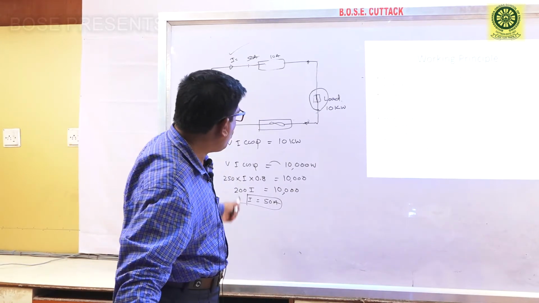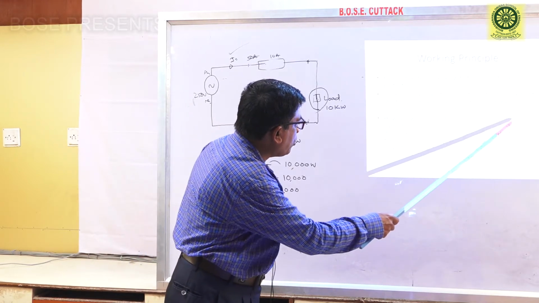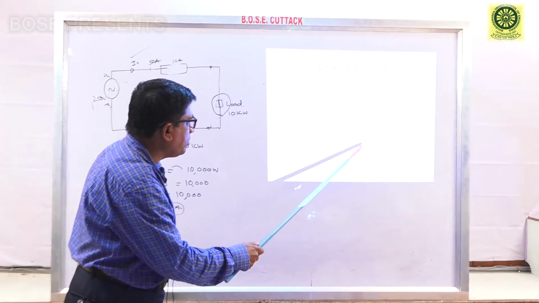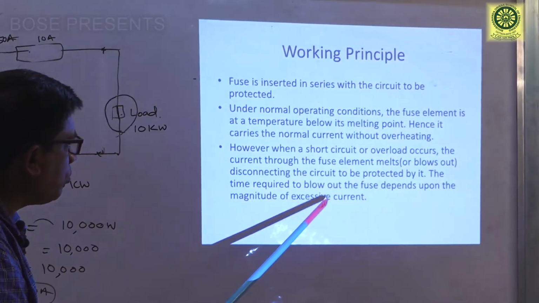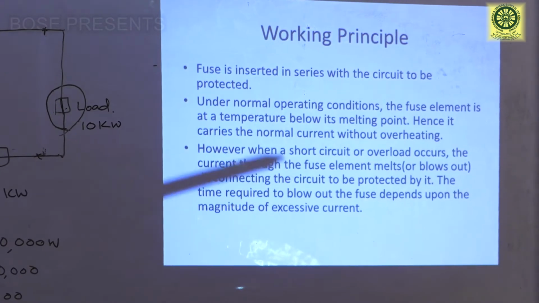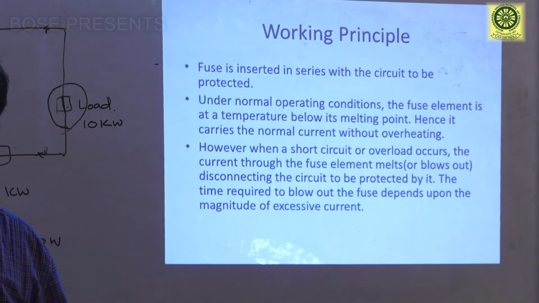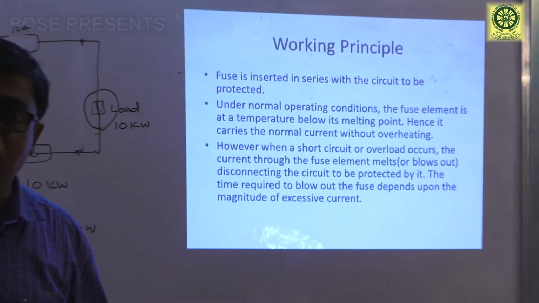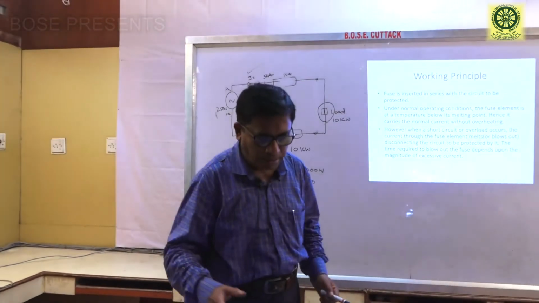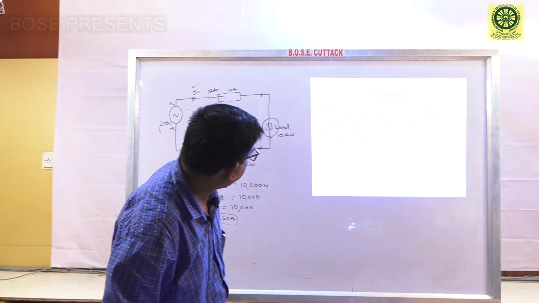Fine. So this is what I was explaining. When a short circuit or overload occurs, the current through the fuse element melts or blows it out, disconnecting the circuit to be protected. The time required to blow out the fuse depends on the magnitude of the excessive current. If the current is high, the time required to break the circuit is minimum. Fine. Then I will work out a problem for you.